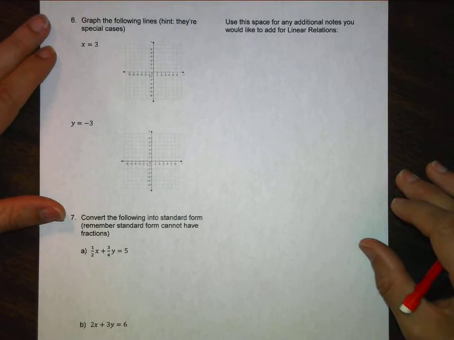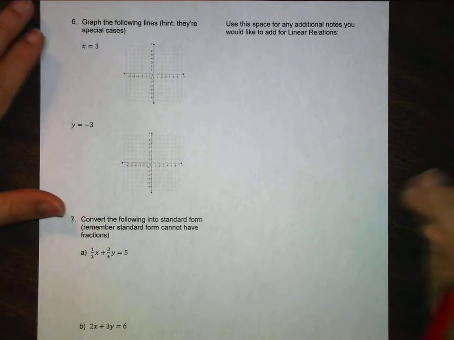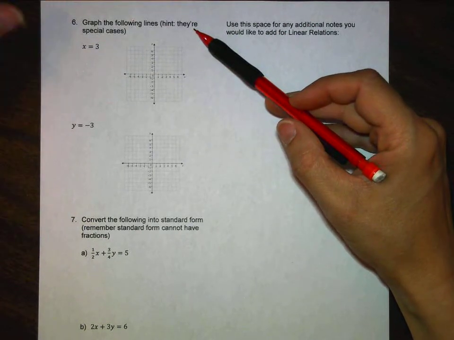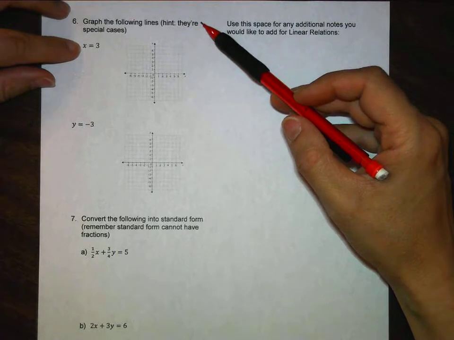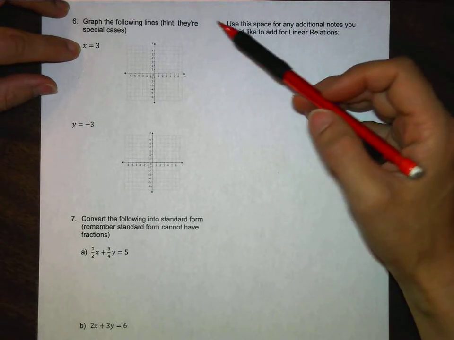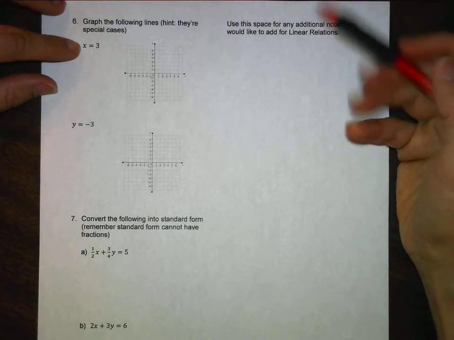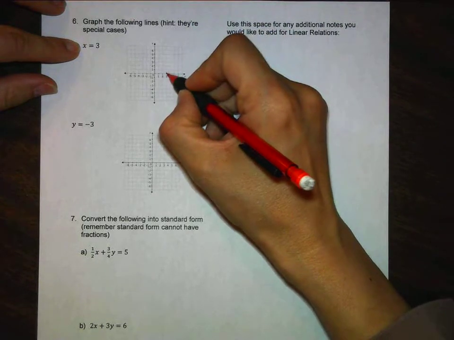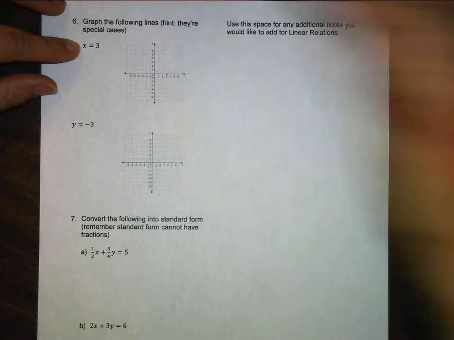So here we are doing page 2 of linear relations. We're asked to graph the lines, and this is x is equal to 3. These are special cases. So let's find out where x is equal to 3. The easiest place is on the x-axis. There it is. X is equal to 3.